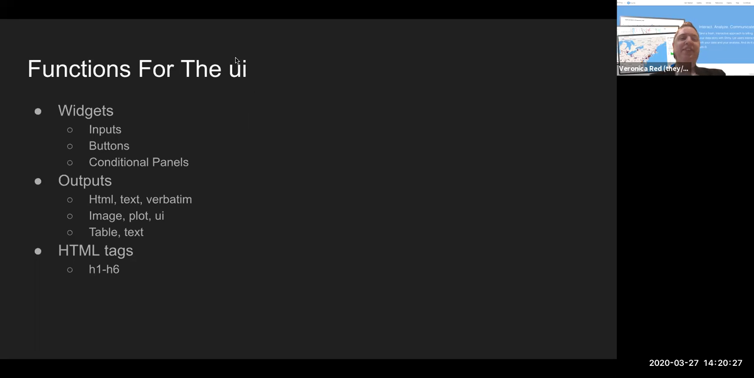Okay, cool. All right, so the UI has a bunch of different functions that you can use for displaying things and getting input from your user. One of them being widgets. There are lots of different types of inputs that we're going to explore today. Then there are buttons and conditional panels. We are not going to do conditional panels in our UI, but that is a possibility. And I'm going to show you how to get to the documentation so you can explore all of this on your own. There are outputs for our UI.